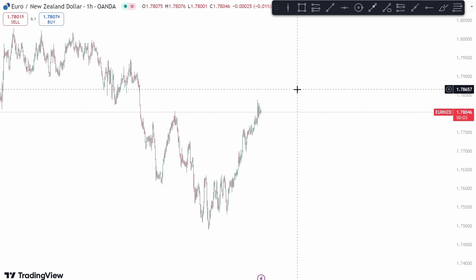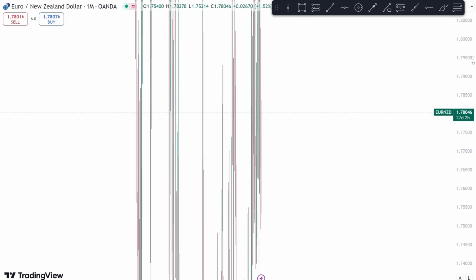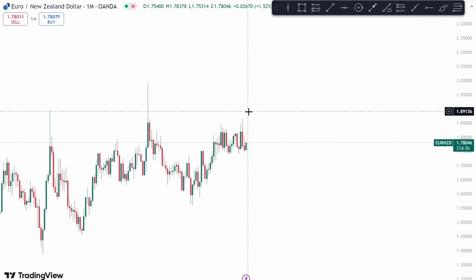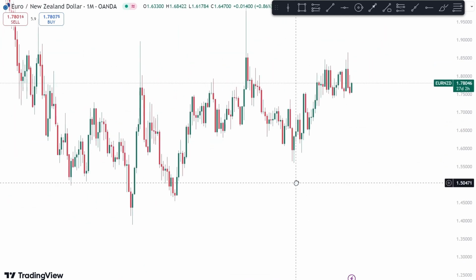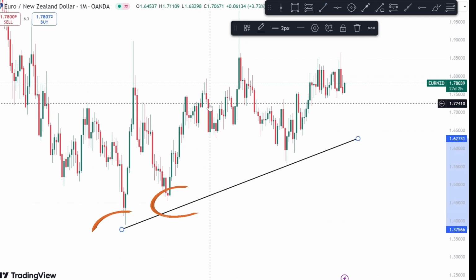Again, the very first thing that you want to do is go onto a bigger time frame. Going onto a big time frame will allow you to see what the market has been doing overall. You can clearly see that overall price has been pushing to the upside, and the more you practice this, the quicker you're going to see what price is actually doing.